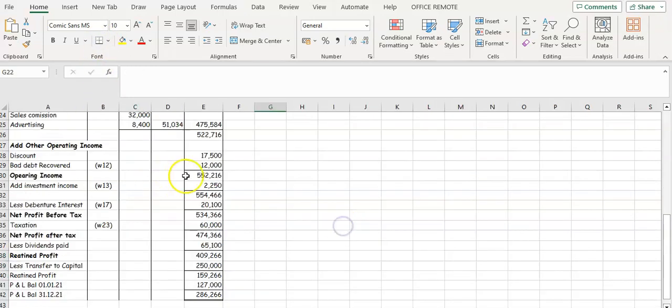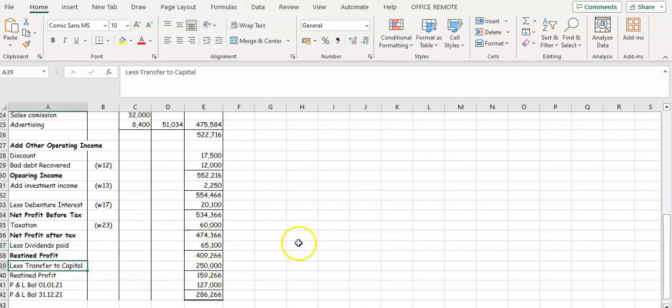Okay, so just to finish that off then, I'm going to run out of time on this. So to our operating income, we're going to add the investment income due. That's from working 13, 2,200 or 2,250. Then we're going to take away our debentures of 20,100. That's going to give us our net profit before tax. Then we're going to take away our tax then of 60,000. All these are coming straight from workings that we have. Then we're going to take away our dividends paid, taken from the trial balance, of 65,100.